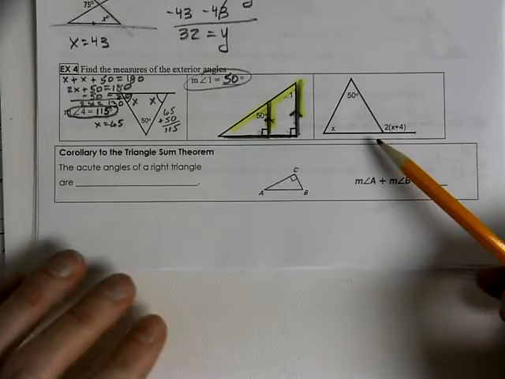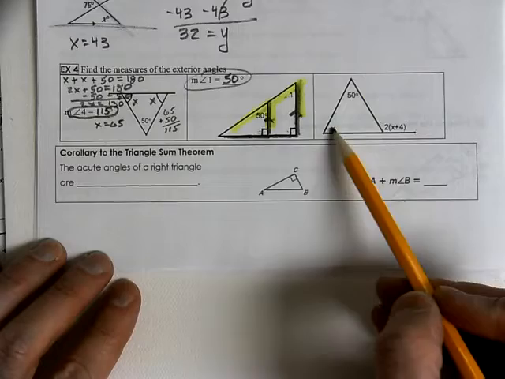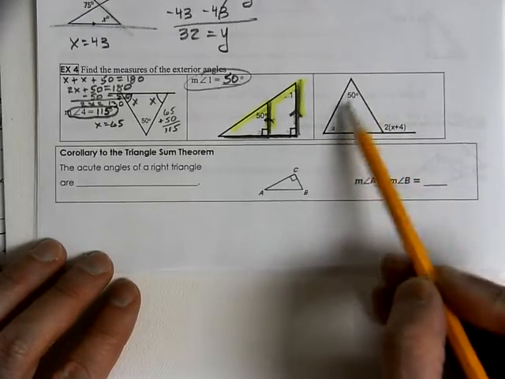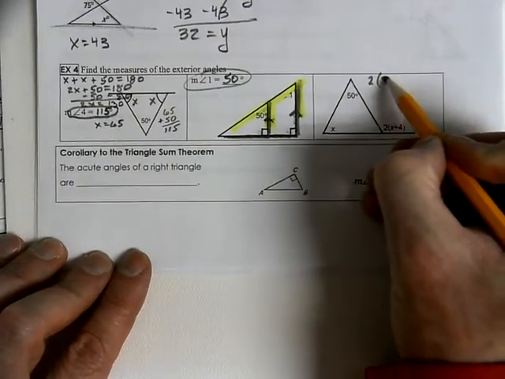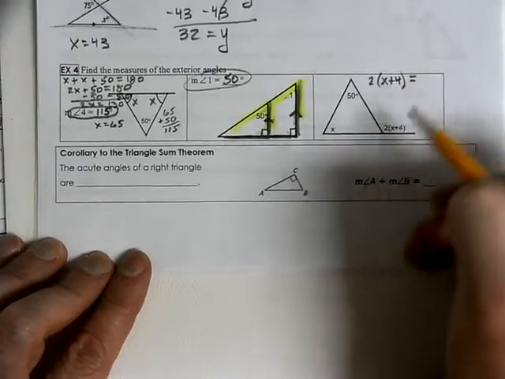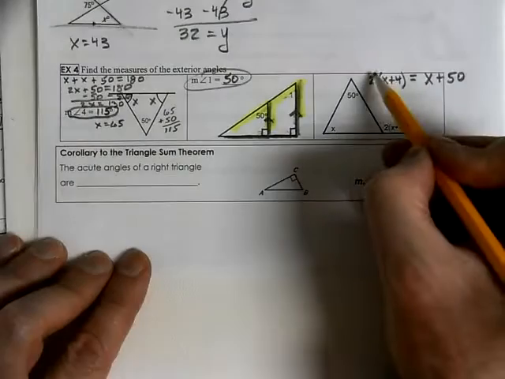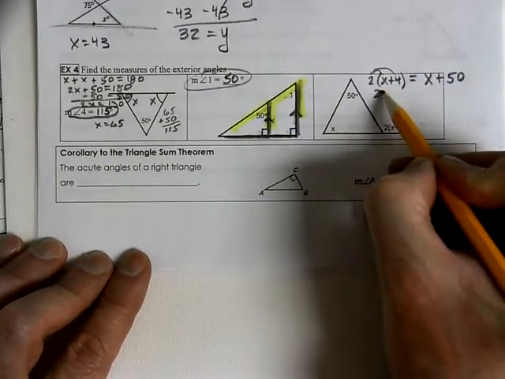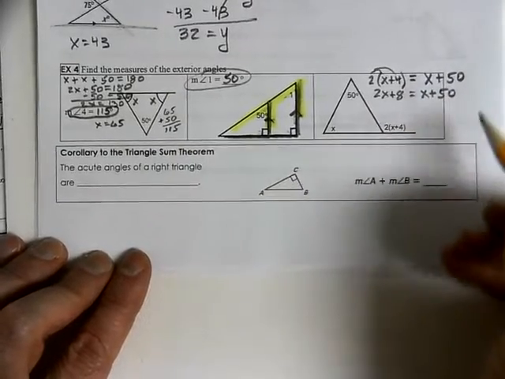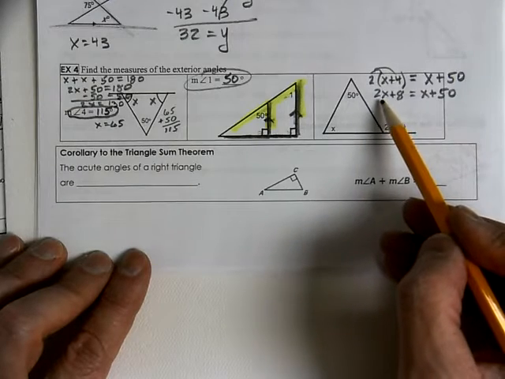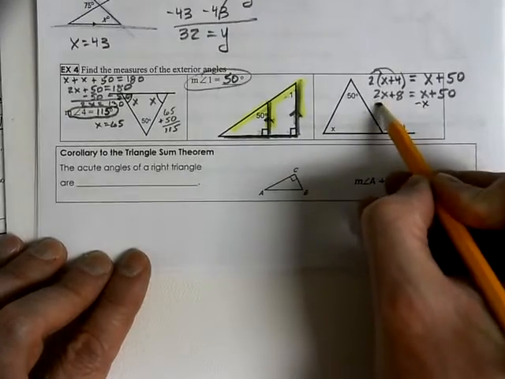So for our next example, we see again we have an exterior angle. We have two non-adjacent interior angles, meaning not next to it. And we have learned that the exterior angle is going to equal the sum of the non-adjacent interior angles. So we're going to distribute. Then we can subtract.